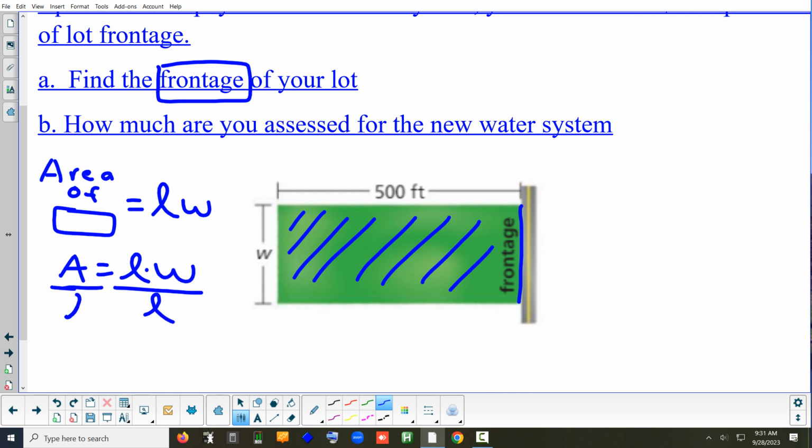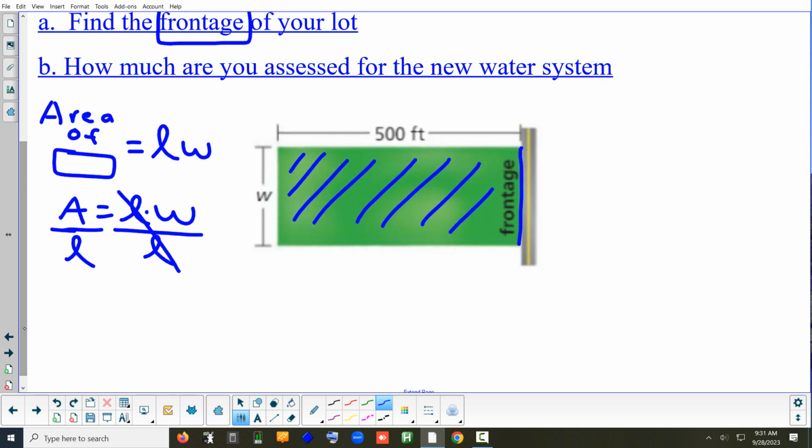Divide by L. So what's L divided by L? It cancels out. We just get a 1. So what's on the right-hand side now? A divided by L. And the left side is 1W, or just W. So now you've got a formula for W, which is exactly what they want you to find. What's the formula for the width? It's the what divided by the what? Area divided by the length.